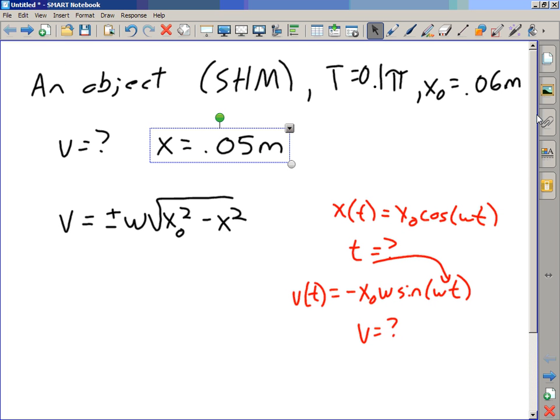All right, so question. An object in simple harmonic motion has a period of 0.1 pi and an amplitude x naught of 0.06 meters, or 6 centimeters. What's its velocity at 5 centimeters?